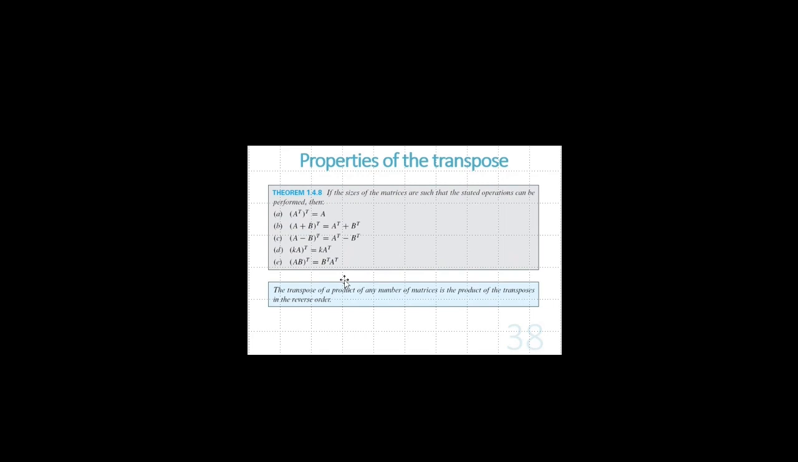So once again, for this last property E, the product of A times B, and then you take the transpose, is going to equal the transpose of B times the transpose of A. So please note this one has an order that you need to pay attention to. The transpose of a product of any number of matrices is the product of the transposes in reverse order. So we saw that as well with what other?